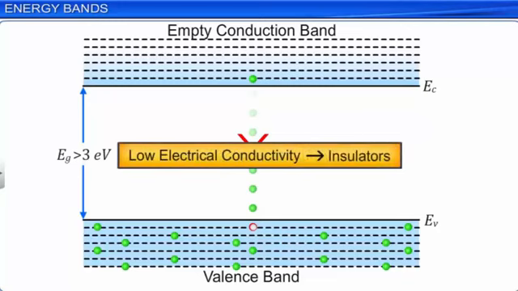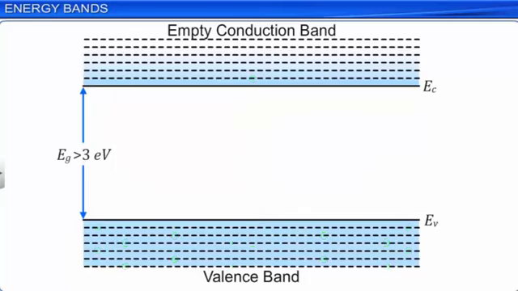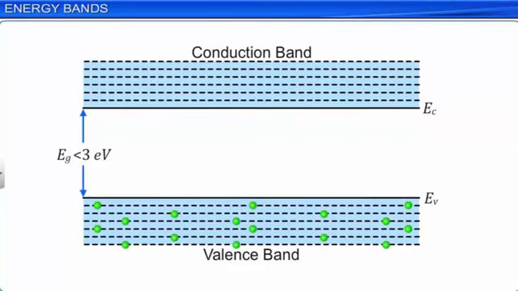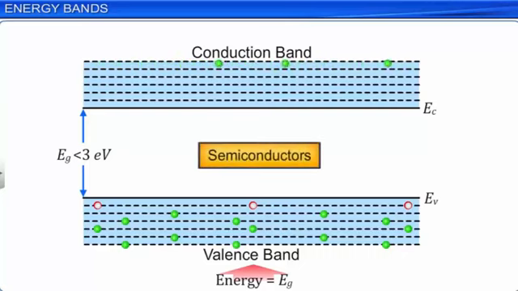In semiconductors, we have seen that a finite but small band gap of less than 3 electron volt exists, and as such, by supplying sufficient energy, the valence band electrons can move into the conduction band. Therefore, semiconductors have conductivities between that of conductors and insulators.